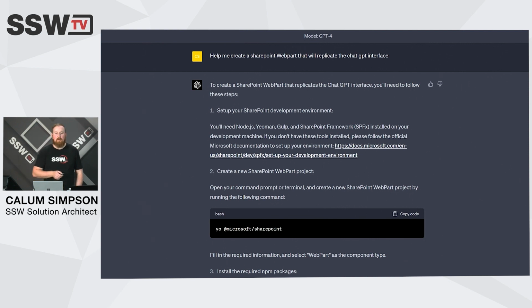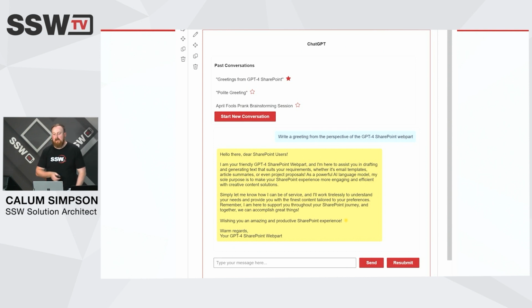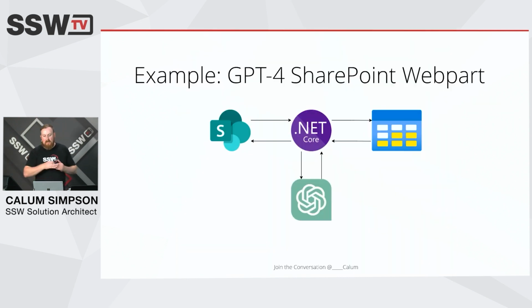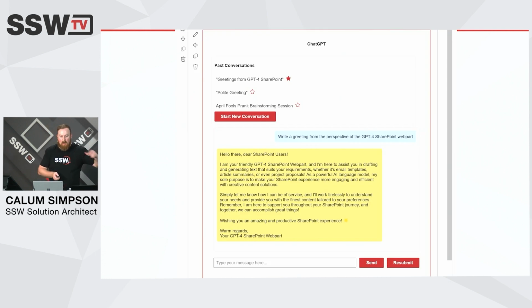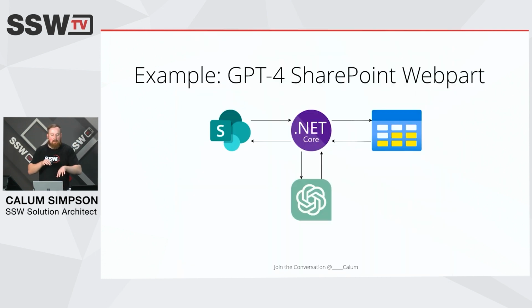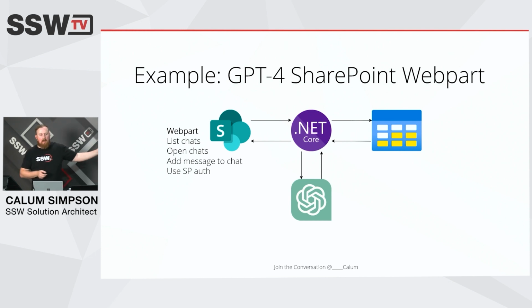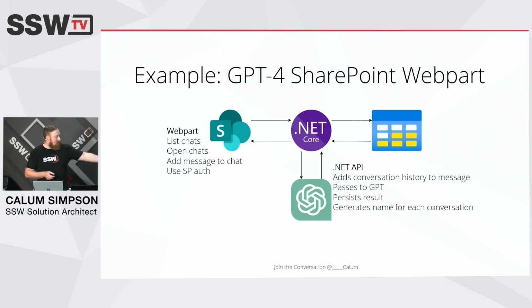And there's my web part in all its glory. I won't show you a live version because it's pretty basic. It's just the same as Chat GPT, except it's sitting in SharePoint. I will just quickly go through the architecture that I've got. So I've got a web part as the front end. Basically it gives you the list of chats at the top and then the current conversation in the area underneath. So obviously you can click on those chats to open them. You can type in the box at the bottom, click send, adds another message to it. We've got a .NET API that manages all the communications with GPT, and then it saves the result in the Azure table storage.